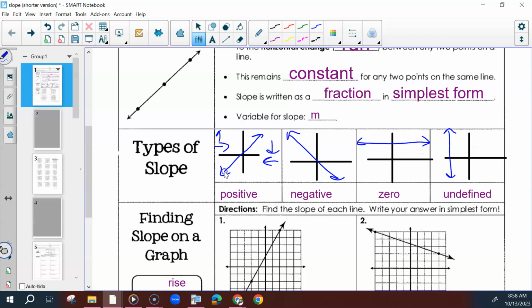Negative is the opposite. So if I'm looking left to right, my rise is going down first, and then to the right. So I have a negative over a positive, which ends up as a negative. Or the opposite, if I'm going right to left, my rise is up and left. So a positive over a negative, which ends up still being negative. Questions about those before we continue?